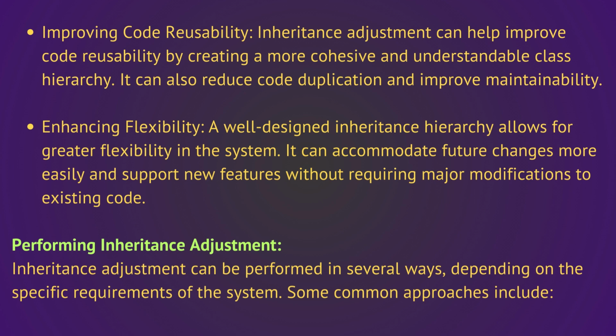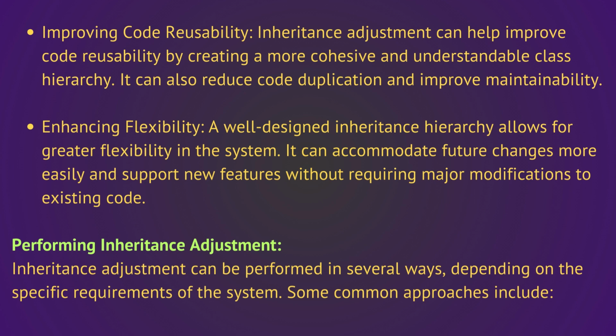Inheritance adjustment can help improve code reusability by creating a more cohesive and understandable class hierarchy. It can also reduce code duplication and improve maintainability. Enhancing flexibility. A well-designed inheritance hierarchy allows for greater flexibility in the system. It can accommodate future changes more easily and support new features without requiring major modifications to existing code.